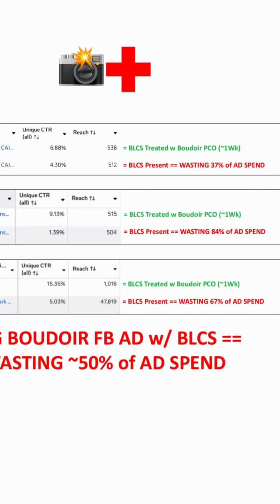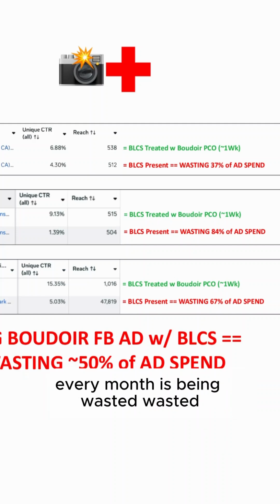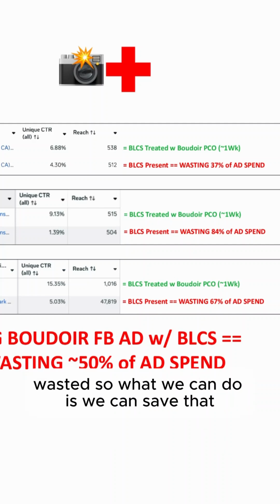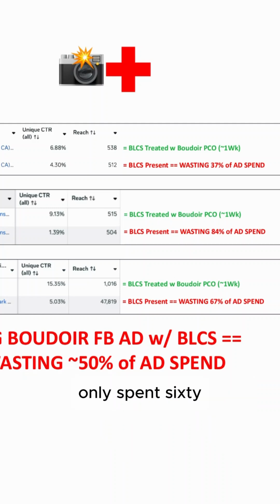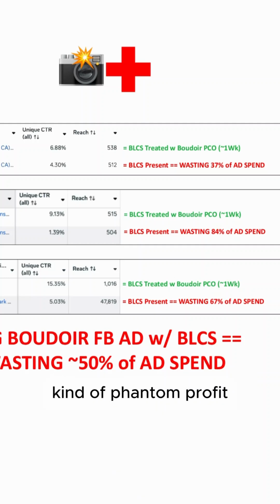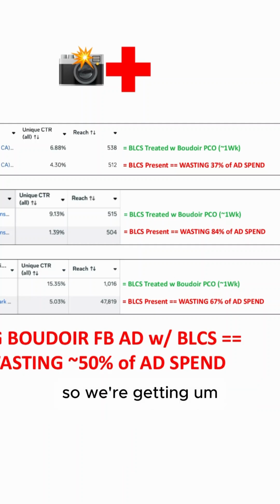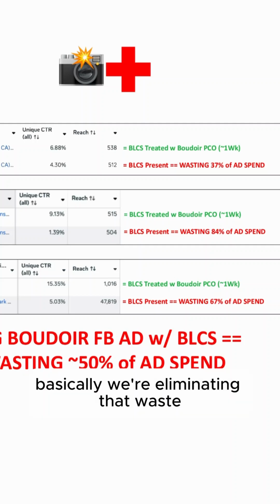So if they're spending 10 grand a month on Boudoir Facebook ads, 3,700 bucks a month, every month is being wasted. So what we can do is eliminate that wasted ad spend, only spend 6,300 bucks a month on the new Boudoir Pico treated ads. So pocket that, what's that, 40 grand over the next 12 months, kind of phantom profit back in the business owner's pockets. And that will get our ad into the same number of women's brains as running the original ad at 10 grand a month. So we're basically eliminating that wasted ad spend, putting it back in our pocket.